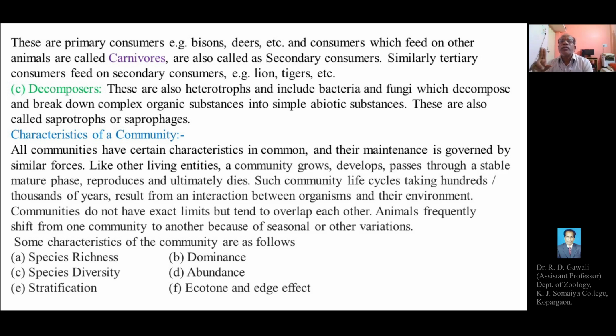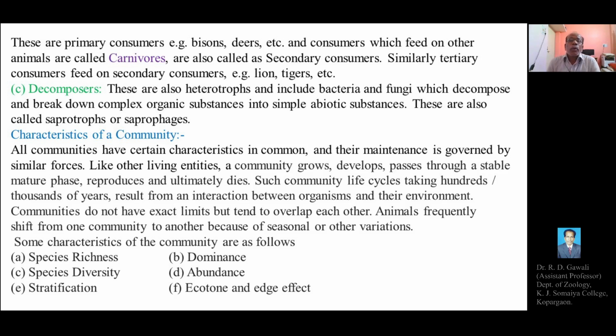So the carnivore animals which are feeding on to the herbivore animals are called as the carnivores or the secondary consumers. Similarly, the tertiary consumers are the animals which are feeding on to the secondary consumers or the carnivores, and examples are lions, tigers, etc. Tigers or lions, these are the top carnivore animals which are feeding on to the secondary consumers or the carnivores.